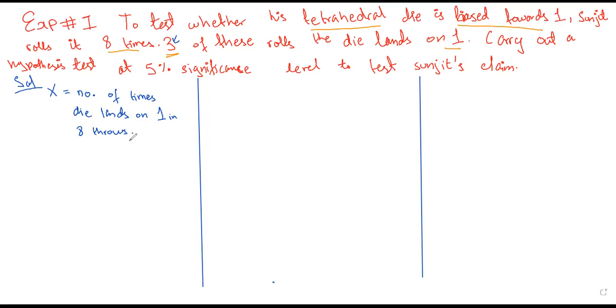You can also see here they are using the word define. They are not saying state or find the value. They want you to define the test statistic. In this case, we're just talking about the die landing on 1 in 8 throws, so they just want you to write down this. I hope it's clear. Is it clear? Are you there? Yes, it's clear.